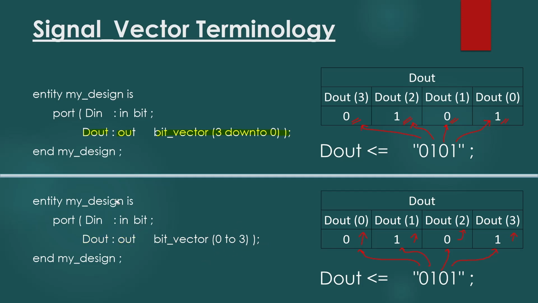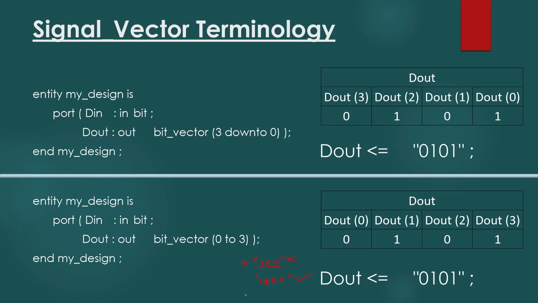Note that we are only talking about a size mismatch of bit or bit vector. For example, if you write dout gets a value of 100, then you will get a compilation error because the length of dout is 4 bits, but you only assigned 3 bits here, so it's a mismatch. So the correct one will be dout gets a value of 1100. You need to enter 4 bits here in this example.